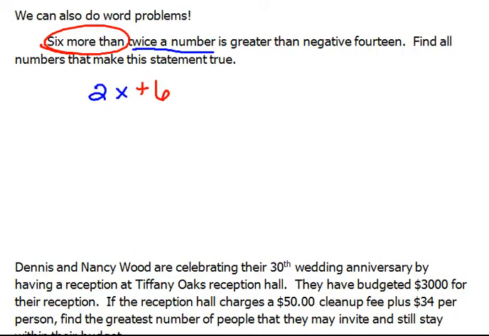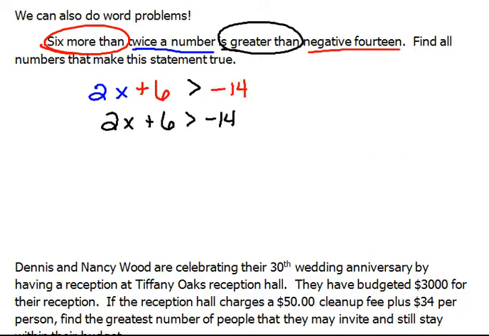Then next in the sentence is greater than, so we have to write our symbol. Here's where it's going to be really important that you know what those symbols are. And then negative 14. We now have an inequality statement, 2x plus 6 is greater than negative 14, that we can go ahead and solve now using all of our regular rules.